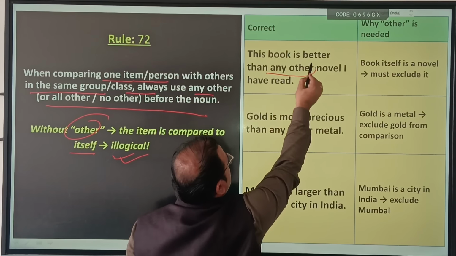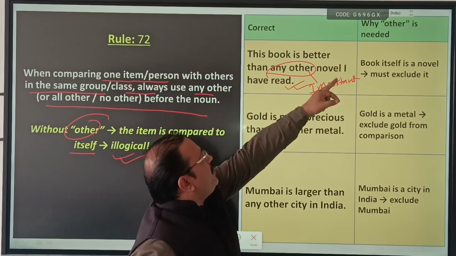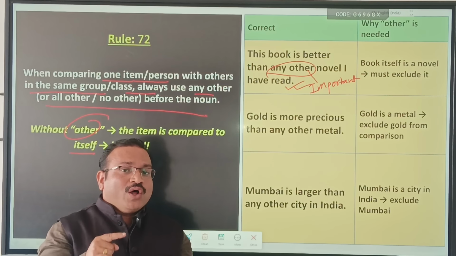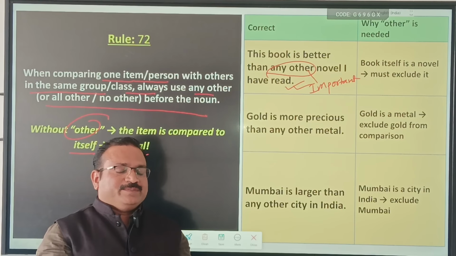Remember, the book is better than any other novel I have read. Now, "any other" is very, very important. This is the trap. In the examination, the question will come: "The book is better than any novel I have read." Wrong. Any will always be together with other.